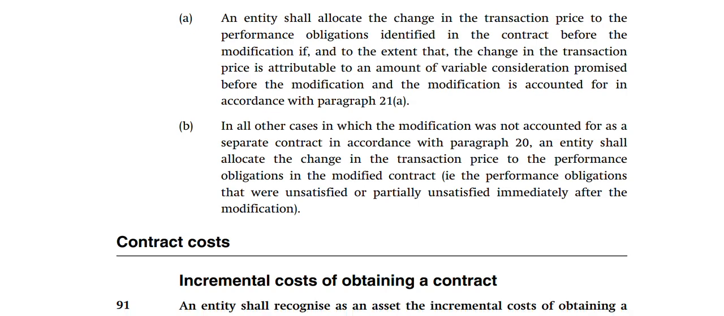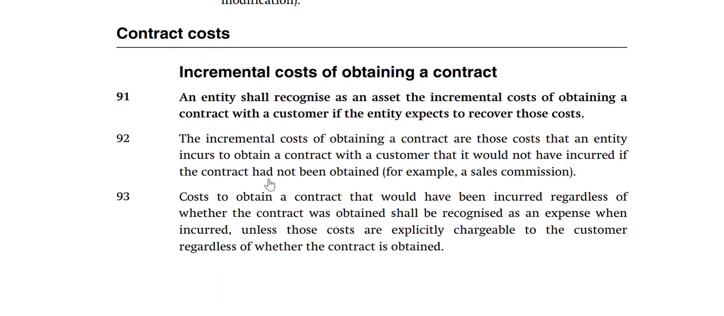Then let us look at the contract cost. So what do we have in the contract cost? Incremental cost of obtaining the contract. An entity shall recognize as an asset the incremental cost of obtaining a contract with a customer if the entity expects to recover those costs. The incremental costs of obtaining the contract are those costs that an entity incurs to obtain a contract with a customer that it would not have incurred if the contract had not been obtained. For example, the sales commission.